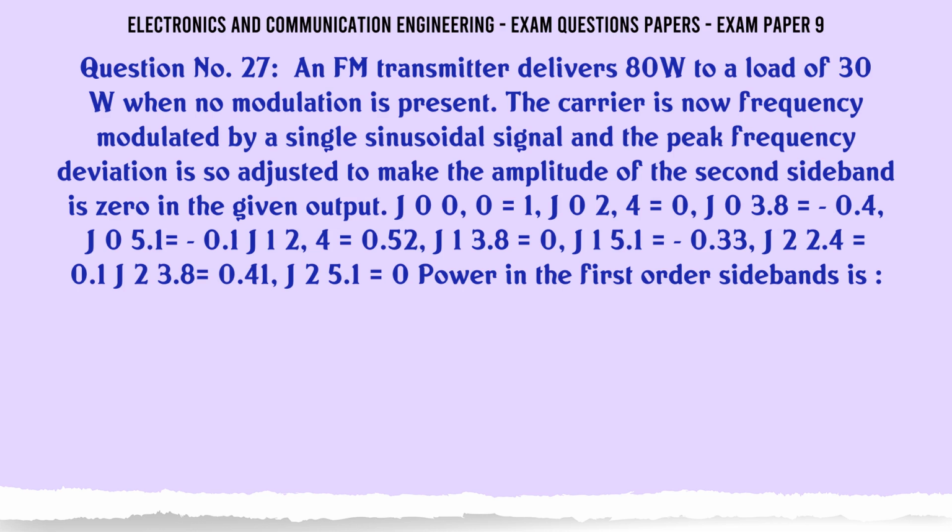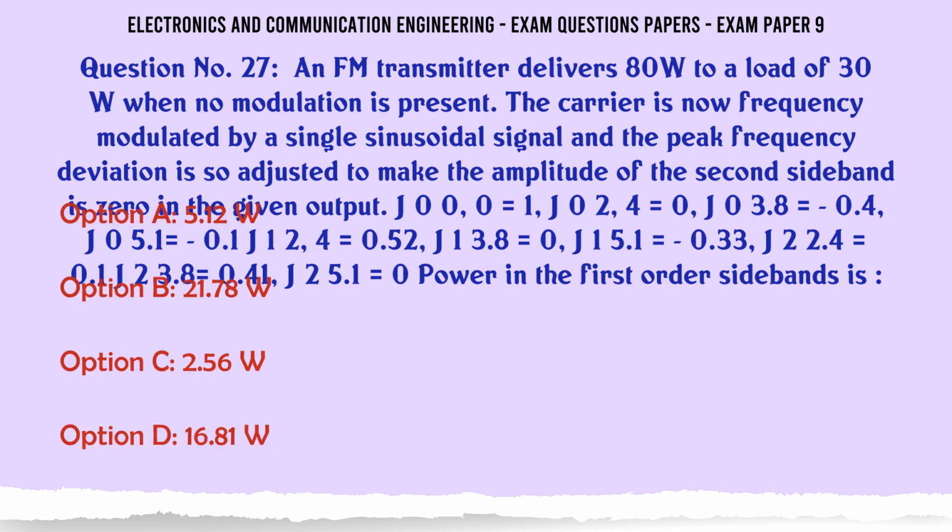An FM transmitter delivers 80 watts to a load of 30 watts when no modulation is present. The carrier is now frequency modulated by a single sinusoidal signal and the peak frequency deviation is so adjusted to make the amplitude of the second sideband 0 in the given output, with the Bessel function table J0, J1, J2 and so on. Power in the first order sidebands is A: 5.12 watts, B: 21.78 watts, C: 2.56 watts, D: 16.81 watts. The correct answer is 21.78 watts.